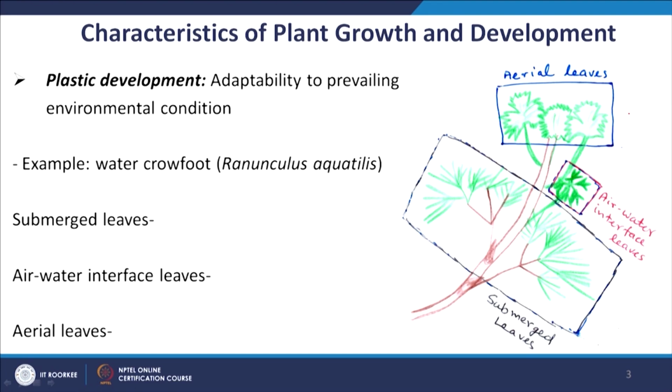So this is one example where developmental programs are changed depending on the environment where the development is happening, that is, the surrounding environment for this development to happen.